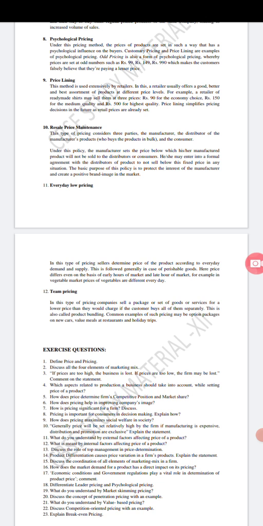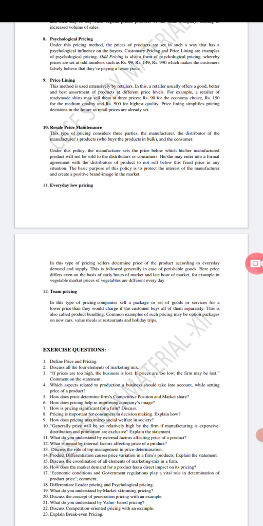So what happens in this policy? Under this policy, the manufacturer sets the price. As we know, the manufacturer makes the product, he or she sets the price below which his or her manufactured product will not be sold to distributor or consumer. So there is a condition that below this nobody can sell the product to distributor or consumer. He or she may enter into a formal agreement with the distributors of the product to not sell below this fixed price in any situation. Yes, there can be any contract or agreement by manufacturer to wholesaler, retailer or distributor that they can't sell the product below the price set by manufacturer in any situation.